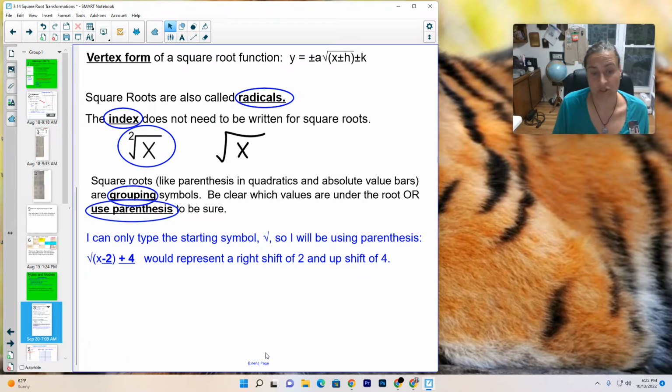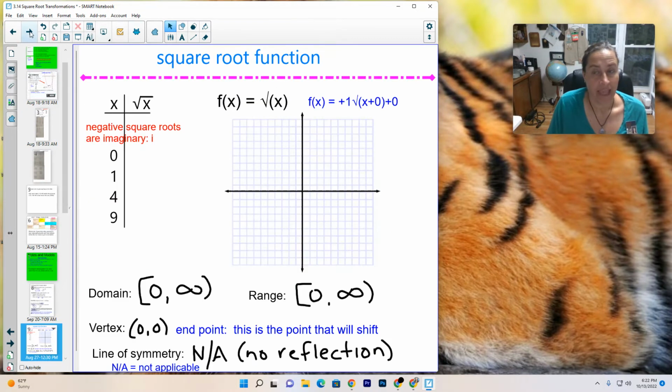I can only type the starting symbol, so I'll be using parentheses, like the square root of (x minus 2) plus 4. That x minus 2 is under the square root. So if I were to continue it out, it would look like that. So that would be a shift to the right of 2 and up 4. That's how we look at what's inside the grouping symbols moves left and right versus what's outside of the grouping symbols moves up and down. Again, if I'm going too fast, please hit pause and make sure you fill all those in.